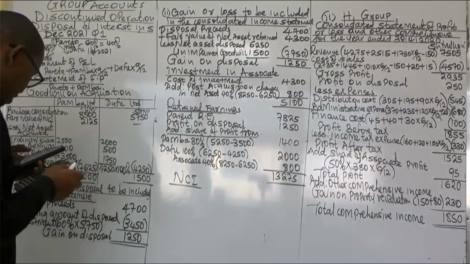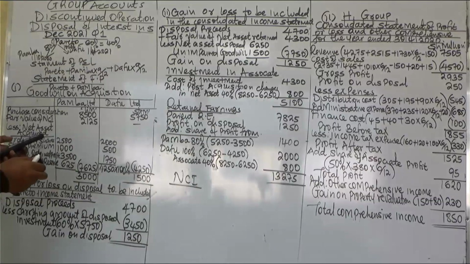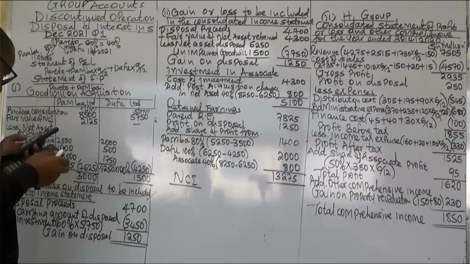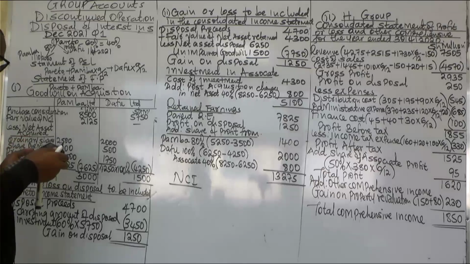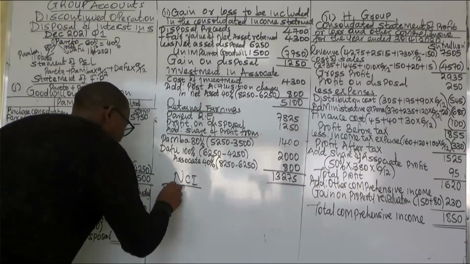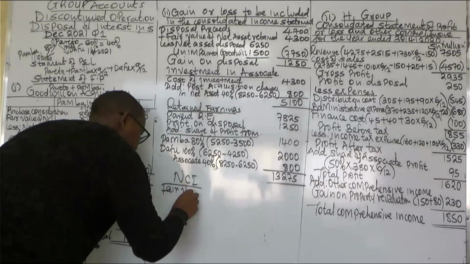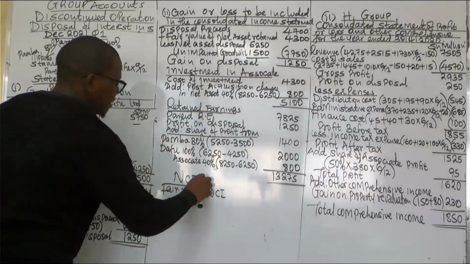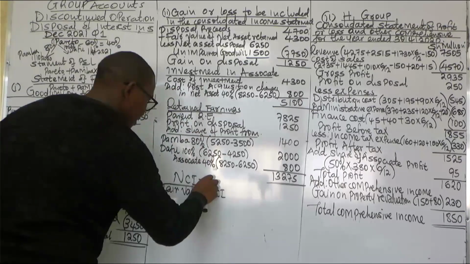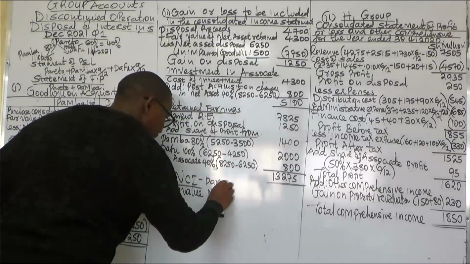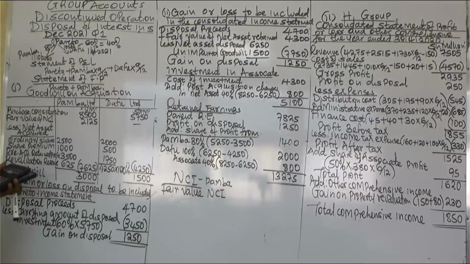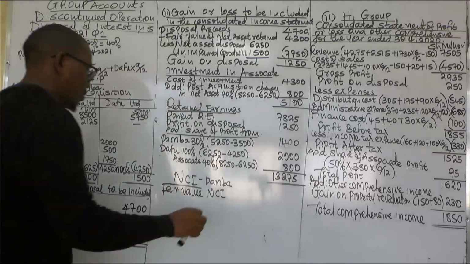We also need to know for the NCI. Now for the NCI, we were given the fair value of the NCI. So we only want this for the other company that is remaining as a subsidiary, Pamba. What was the fair value of Pamba? The value of Pamba Limited was 2125.